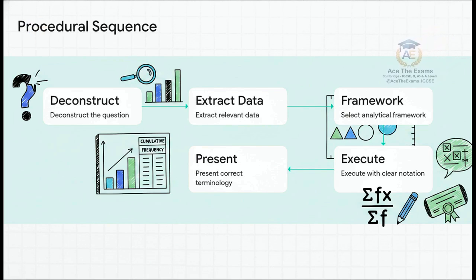Step 4. Execute with clear notation. This is our M-mark strategy in action. Show your working. Document every single step. And finally, Step 5. Present with correct terminology. Don't just generically say, the spread is bigger. You need to say the interquartile range is greater, indicating greater variability in the middle 50%.